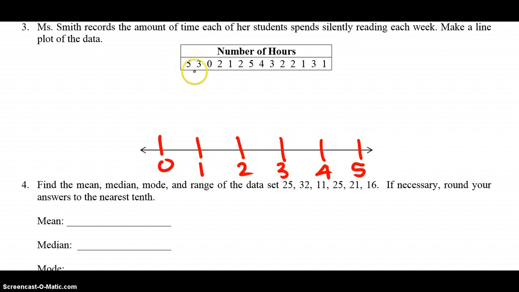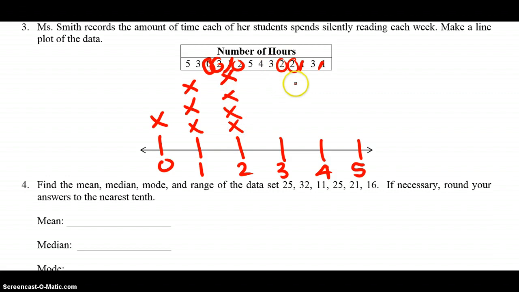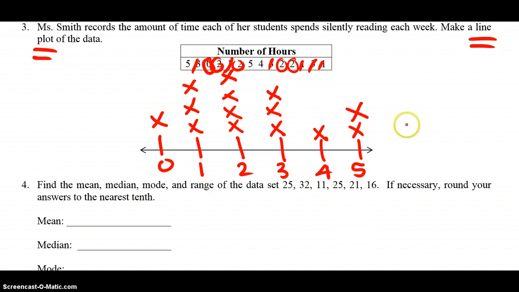Okay, so I go through, look for all the zeros. I see 1, so I'm going to plot 1 x. Then I look for the 1s. I have 1, 2, 3. The 2s, I have 1, 2, 3, 4. The 3s, I have 1, 2, 3. 1, 4, and 2, 5. So that is a line plot. Remember the line plot? You need to make your line and you use x's to plot the data.